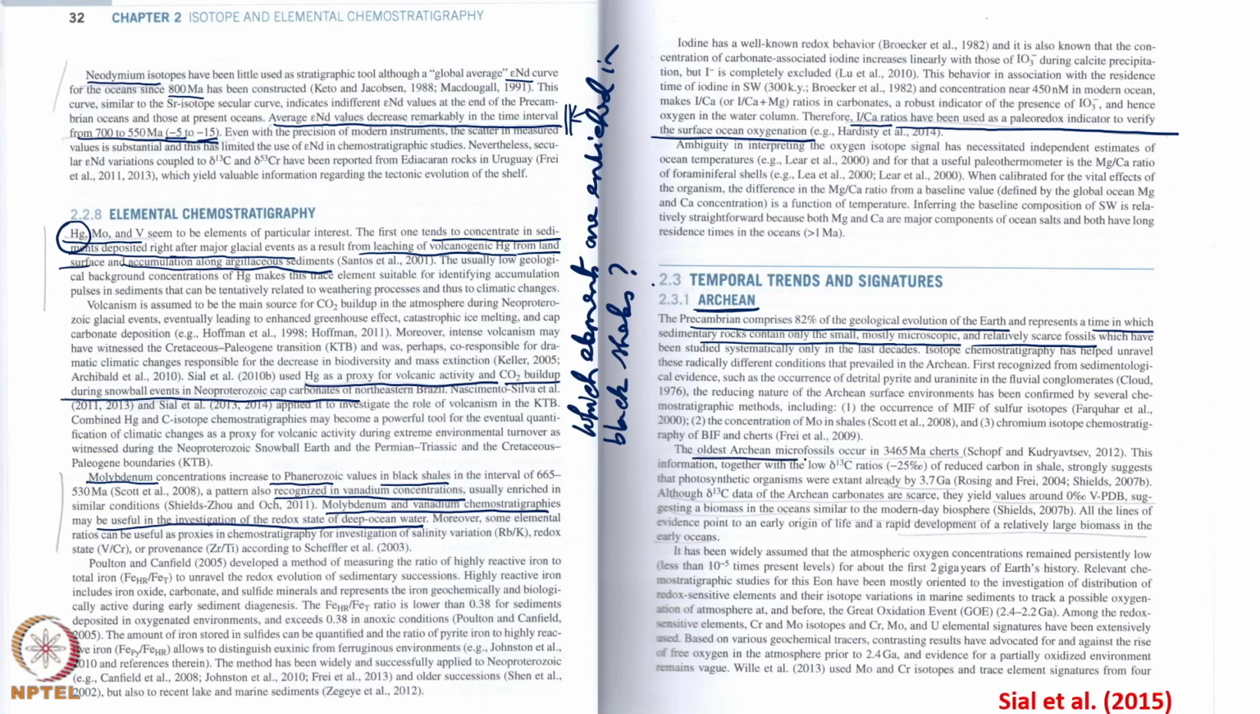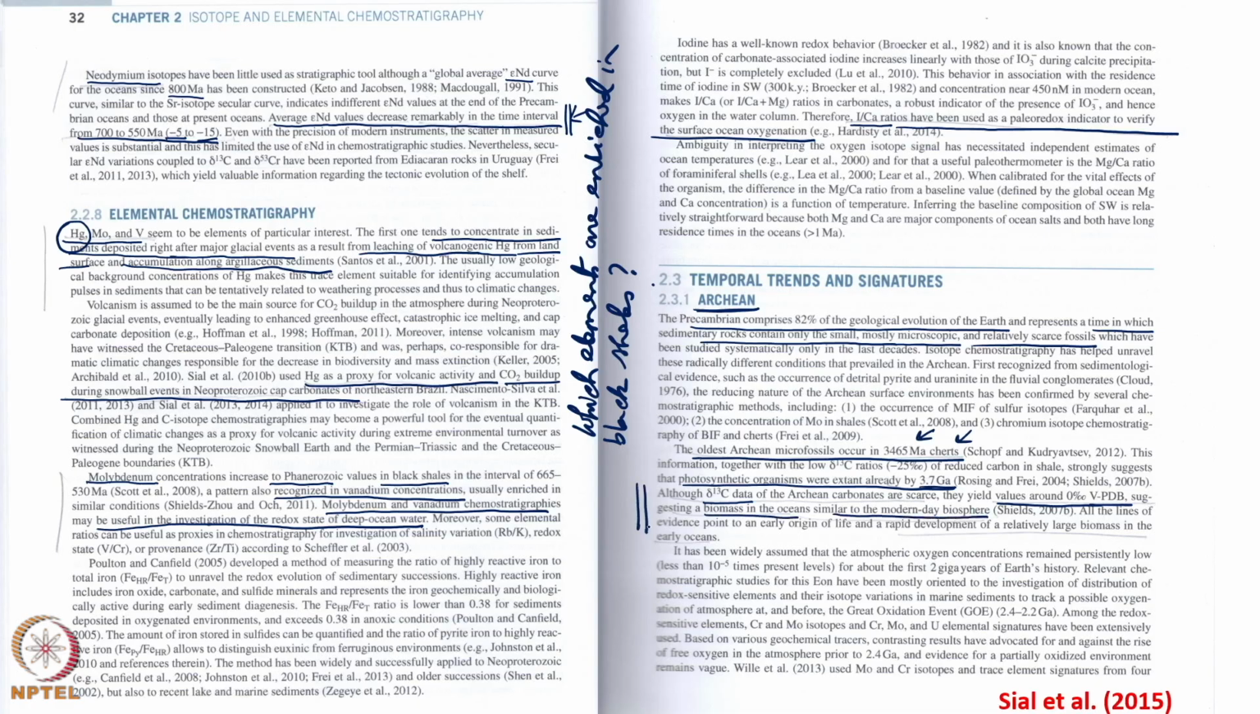The oldest Archean microfossil occurs 3465 million years back within the cherts. Photosynthetic organisms were extant, that means they were present by 3.7 billion years. We have a scarce amount of δ13C data, but the values are close to 0 parts per thousand VPDB, suggesting a biomass in the ocean similar to the modern day biosphere.